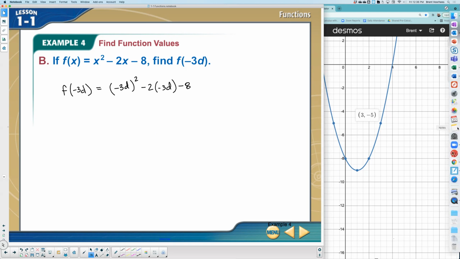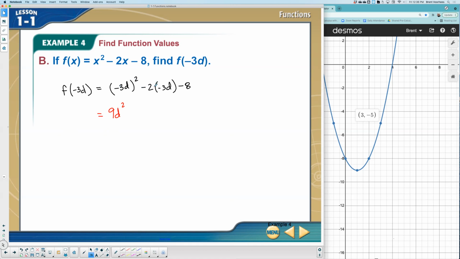All right, -3d squared. That means -3d times -3d. Two negatives make a positive, so it'll be positive. What's 3 times 3? 9. There you go. 9, and d times d would be d squared. So we have positive 9d squared.